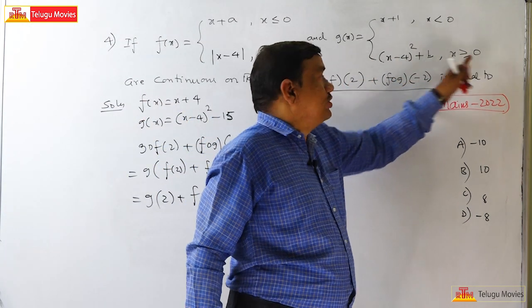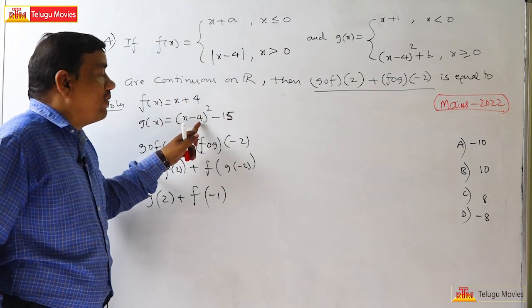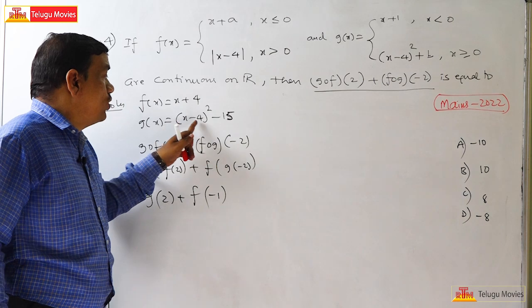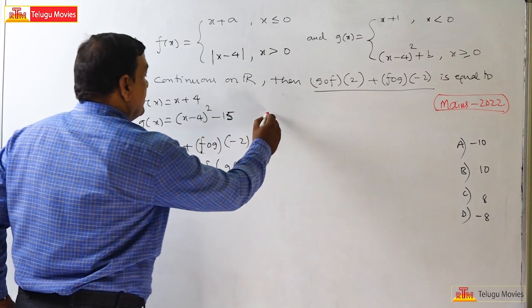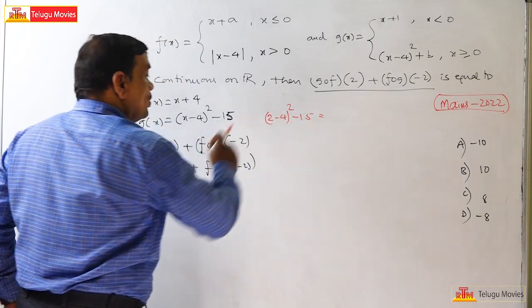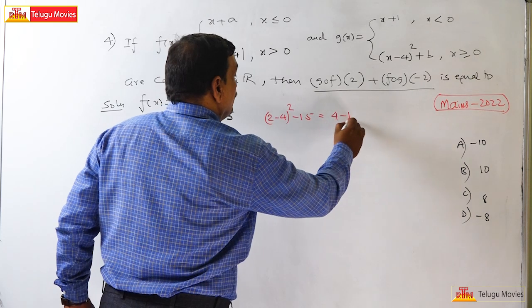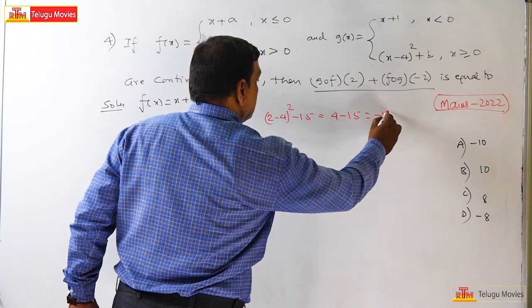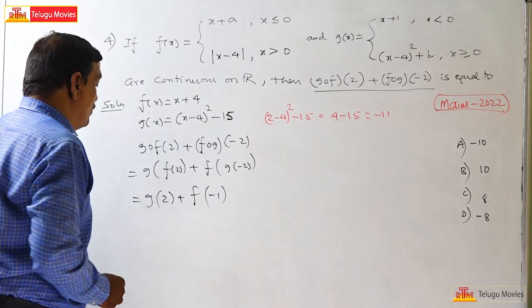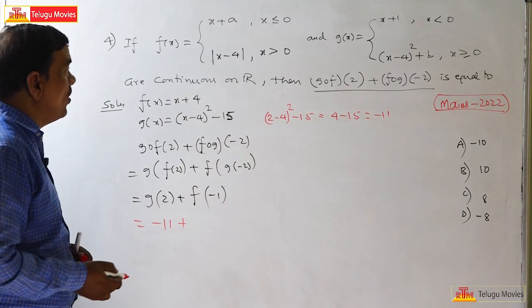2 is greater than or equal to 0, so in this function you have to substitute 2. 2 minus 4 whole square, minus 15. 2 minus 4 is how much? Minus 2. Minus 2 whole square means 4. 4 minus 15 is minus 11. So up to here we get minus 11 plus f of minus 1.